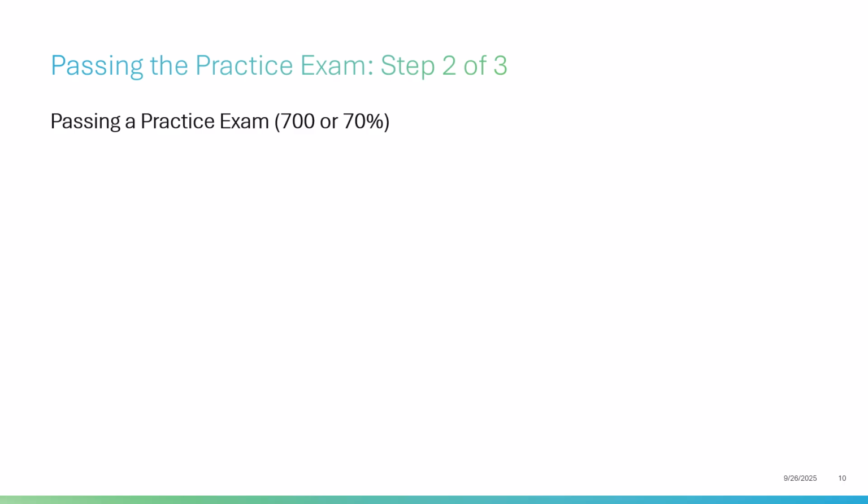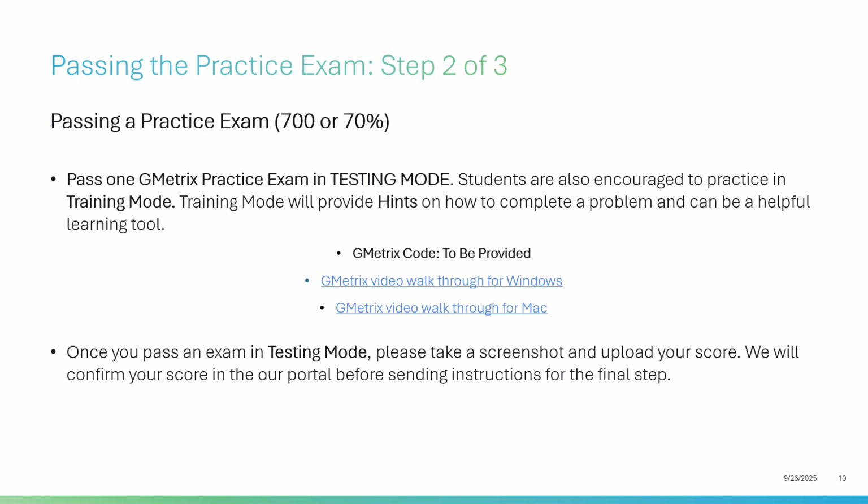For step 2, students will receive an email which looks similar to this slide and includes video walkthroughs on how to access the software on Windows and Mac. Students are encouraged to take several practice exams in training mode, which includes hints and is not timed. However, in order to be eligible to sit for the official exam and get full credit for the step, students must pass an exam in testing mode. If a student does not pass the official exam, they are required to retake and pass an exam in testing mode for each attempt.